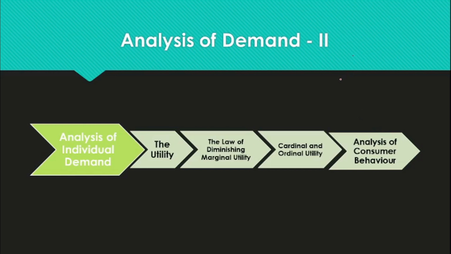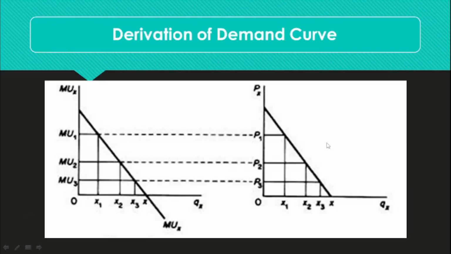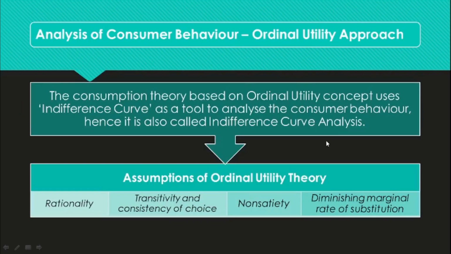So far in the analysis of individual demand, we have discussed the concepts of utility, the law of diminishing marginal utility, cardinal and ordinal utility, and then we have discussed the consumer behavior analysis through the cardinal utility approach. Now, I will move on to the analysis of consumer behavior using the ordinal utility approach.